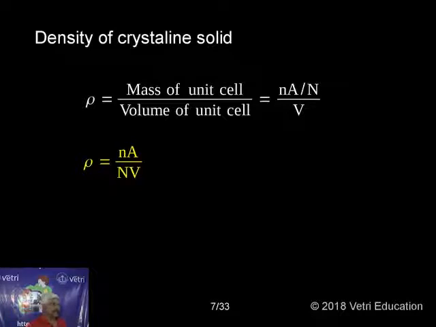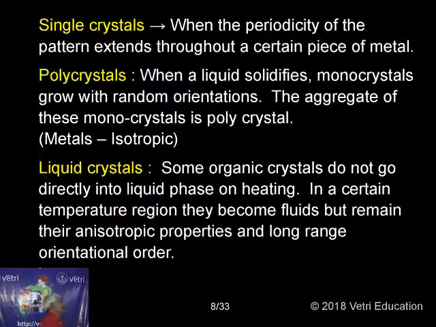So for density, take a sample, take a unit cell. In the unit cell, what is the mass of that unit cell divided by volume? That is n times A divided by N, the Avogadro number, divided by volume. Therefore, density = nA / (N × volume), where small n is the number of unit cells, A is the atomic mass, and N is the Avogadro number. This is the formula for finding density.